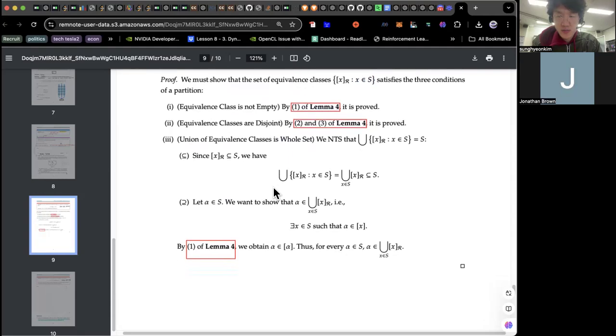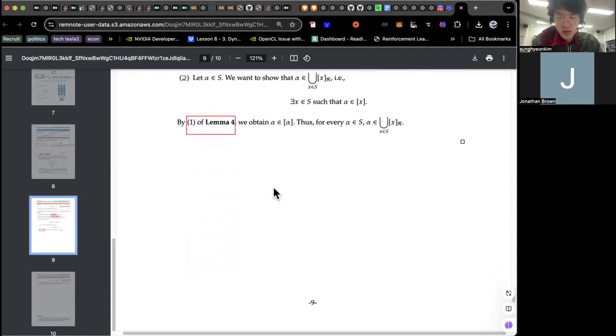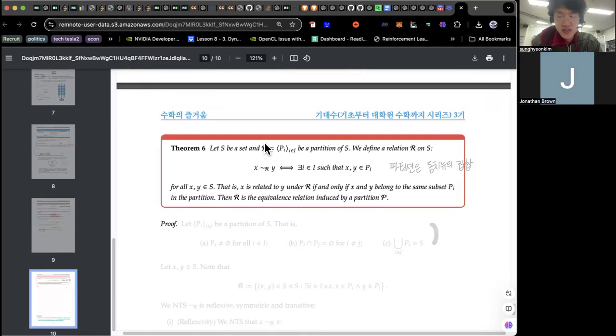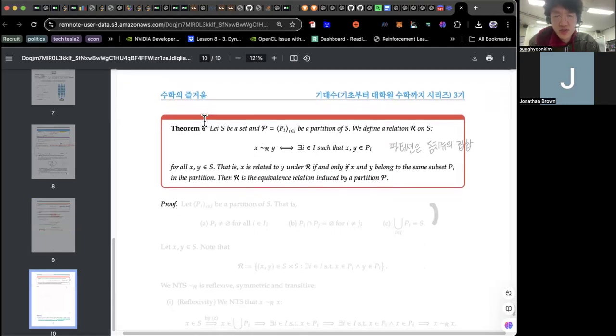Right, like a union of subsets can't be more than the set. Okay. Then if we go to theorem 6, that is kind of a reverse theorem, which is: let S be a set, and let P be a partition of S.